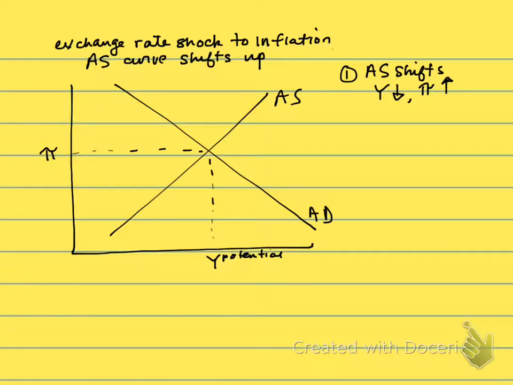So the exchange rate leads to a shock to inflation. Aggregate supply curve shifts to the left. So what we have is a decrease in GDP. GDP falls. And an increase in inflation. Inflation rises.